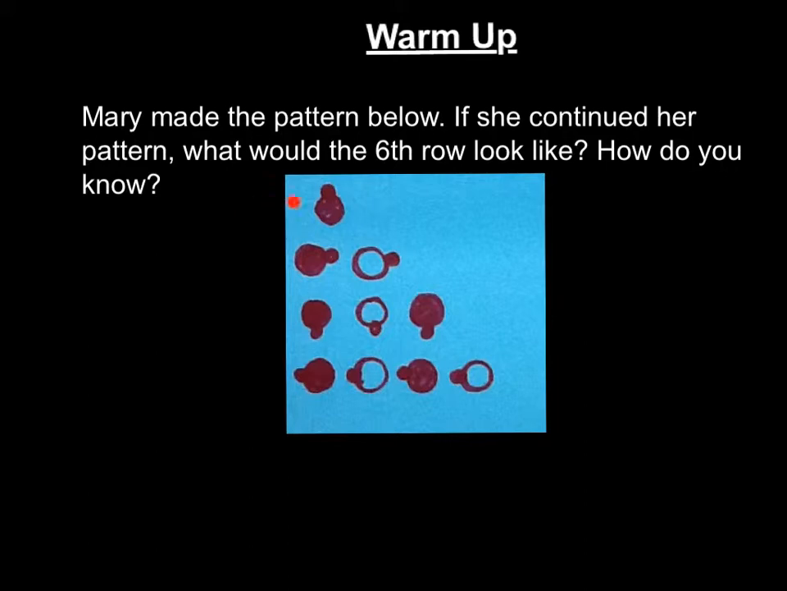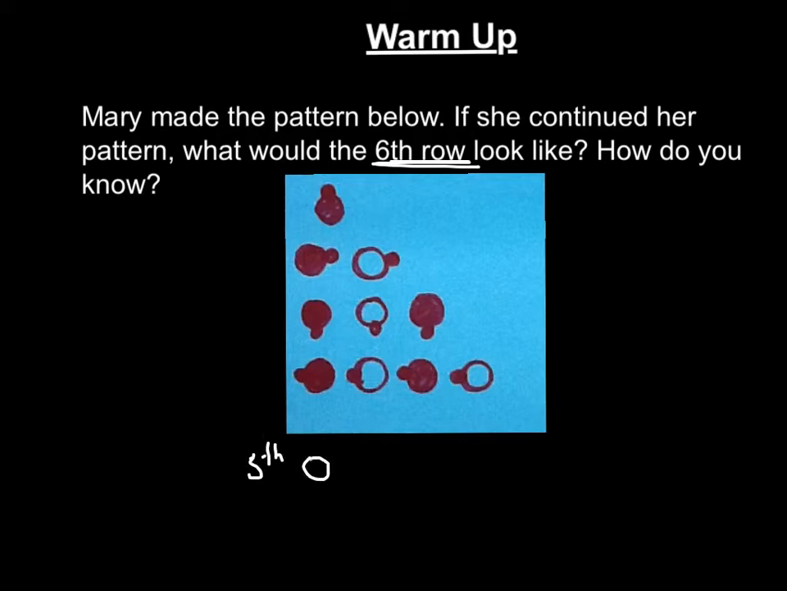So we can see here the design starts with row 1 here, row 2, row 3, row 4, and we want to know what the sixth row would look like. I can see that the pattern starts with a filled-in circle with a dot on top facing upwards, then a filled-in circle with a dot facing the right, and then an unfilled circle with a dot facing the right, then filled facing down, unfilled facing down, filled facing down, and then filled facing left, unfilled facing left, filled facing left, unfilled facing left.